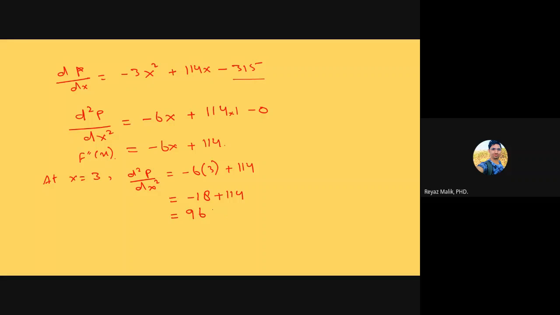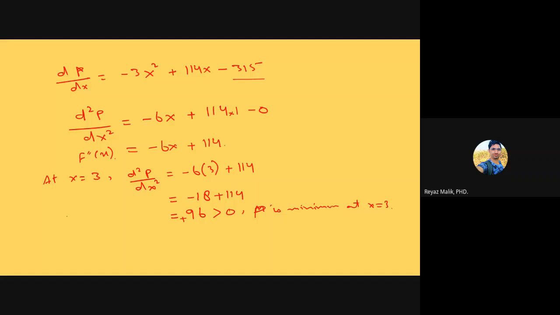Here this is plus, remember, plus 96. It is greater than 0, which means it is a minimum function. Here at x equals 3 it will be minimum. What will be minimum? P is minimum at x equals 3.